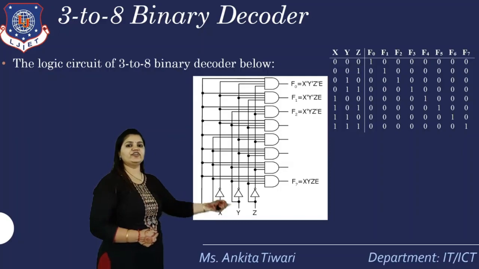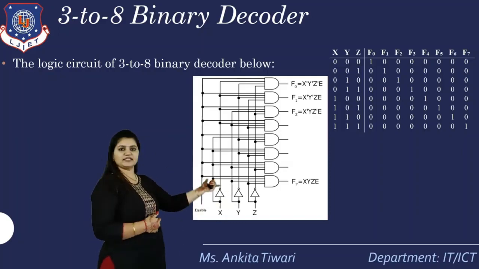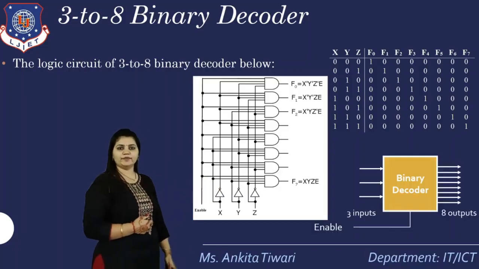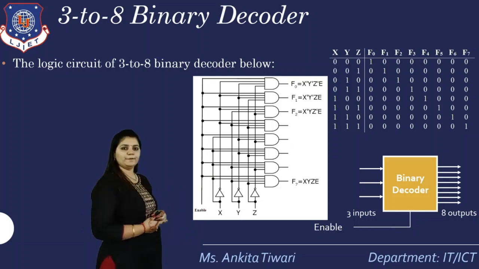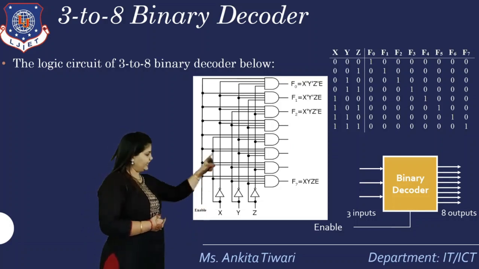Okay, and we are having three inputs, that is X, Y, and Z. With respect to 2 to 4 only, the same thing is represented in a 3 to 8 line decoder. Okay, and this is the logic diagram. As you can see in the logic diagram, binary decoder, we are having 3 inputs and 8 outputs.